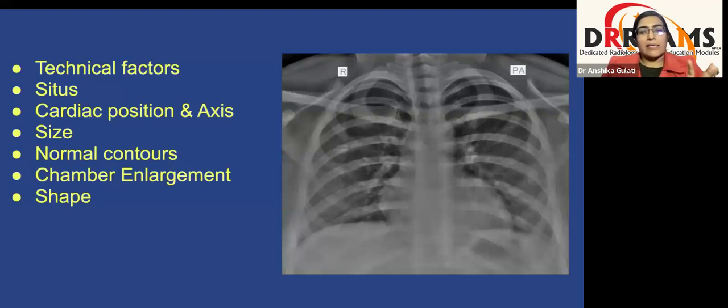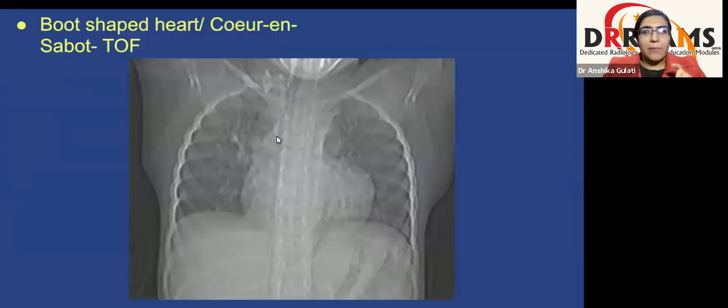Then finally, coming to the shape of the heart, there are certain named signs for abnormal heart shapes in certain specific disease conditions. For example, this is the famous boot-shaped heart. Cardiothoracic ratio is increased, apex is pointing upwards, RV type of cardiomegaly, and there is this depression or increased concavity in the region of the pulmonary conus. So this is boot-shaped heart or coeur en sabot seen in tetralogy of Fallot.